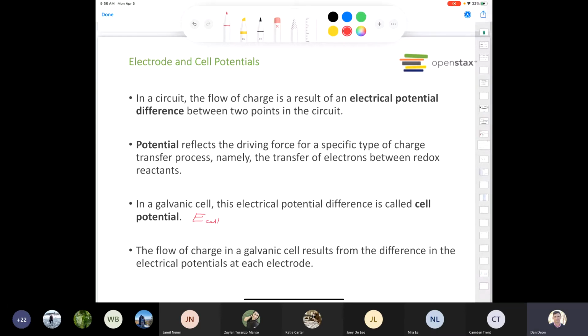Why do we get that flow? I'm answering the question for a second time. The flow of the electrons in the galvanic cell is a result of the difference in electrical potentials at each electrode.